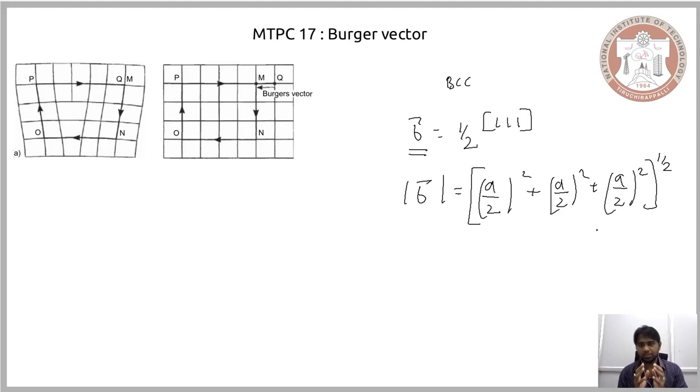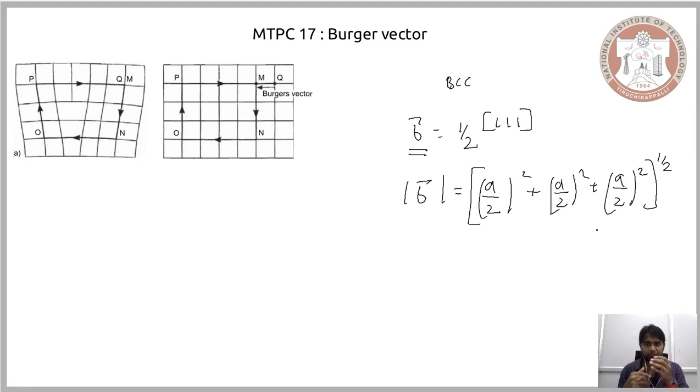So what you need to understand when we say the Burgers vector is equal to the interatomic spacing in a given crystal structure is that the amount of distortion that is brought about by a given dislocation is equal to the interatomic spacing, and that we have calculated particularly by considering the BCC crystal structure and the distance between its corner atom and the body centered atom.